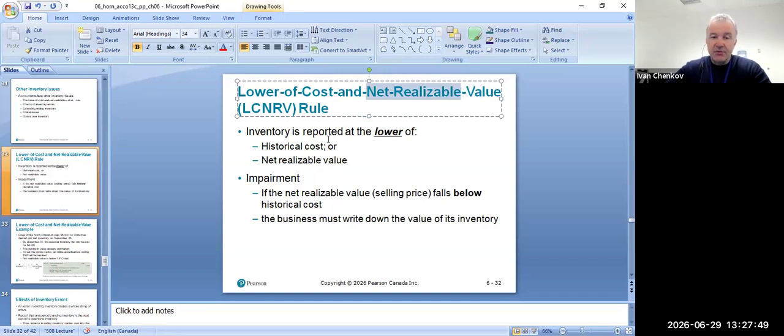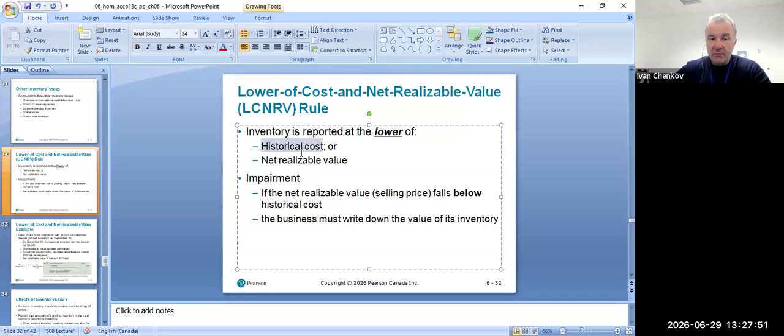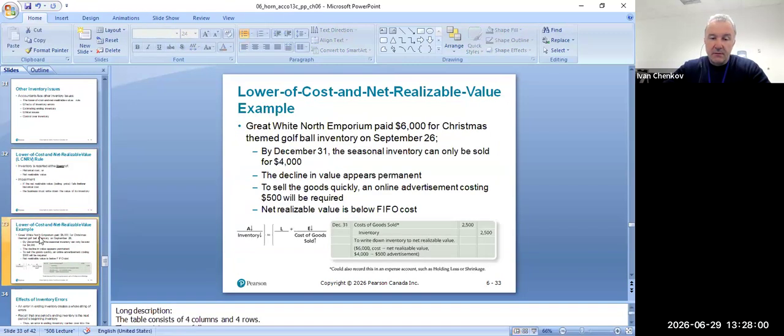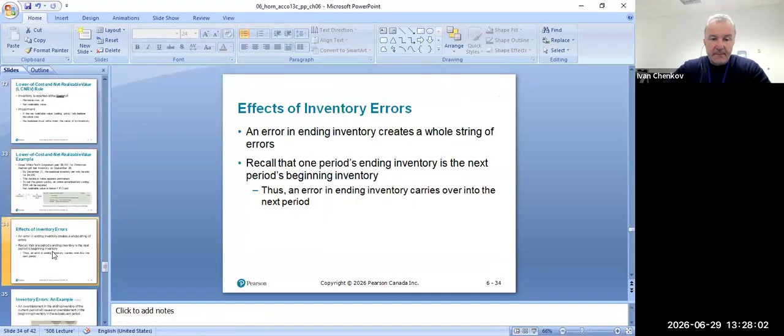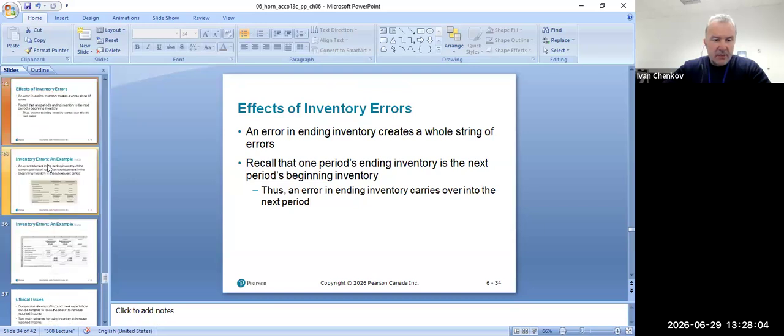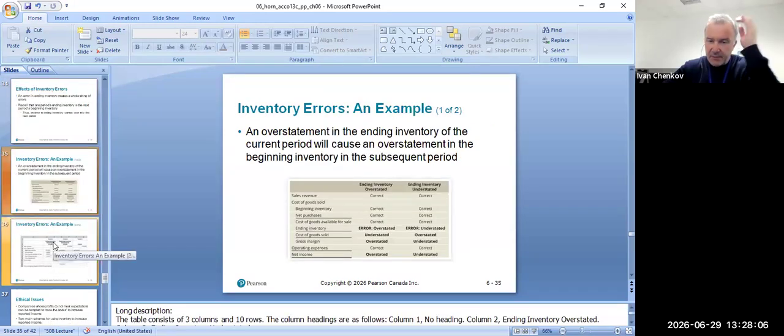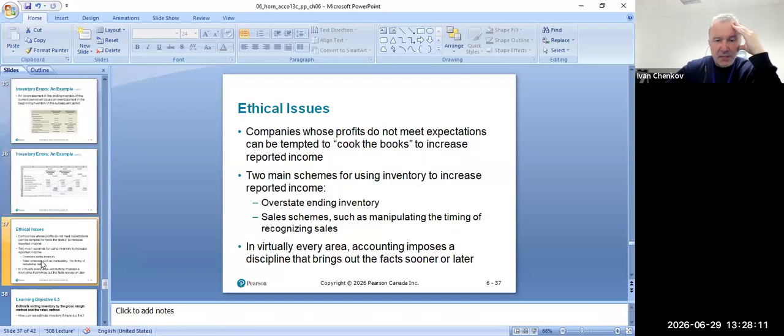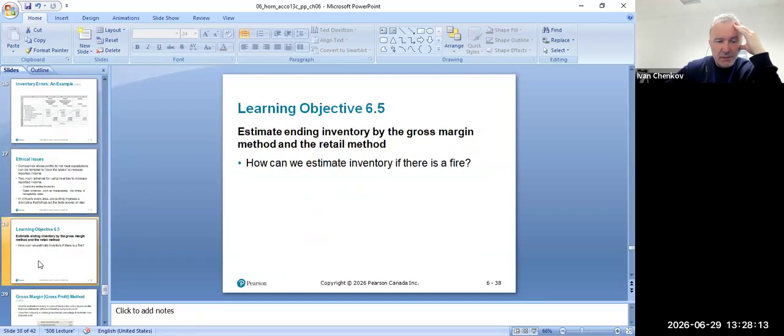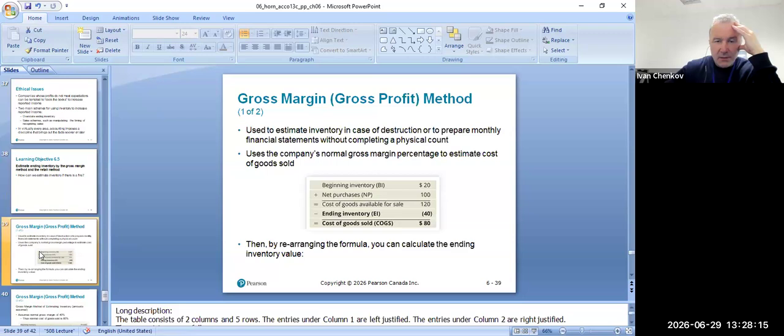Now we have to see what the cost is. Cost is the historical cost. Net realizable value is how much you can sell it for, less anything you have to pay for the sale. On the errors, I'm not going to spend too much time here, not until we do some questions.